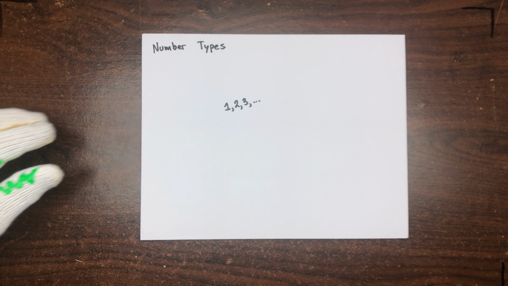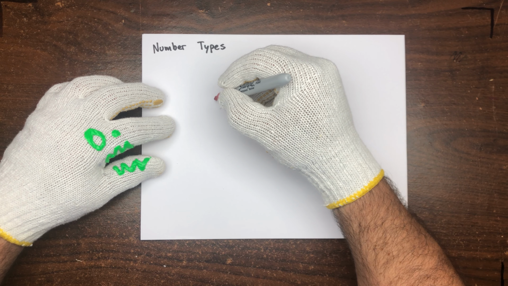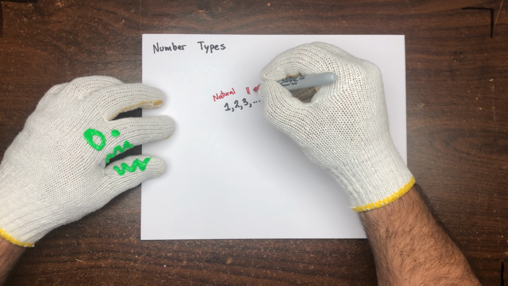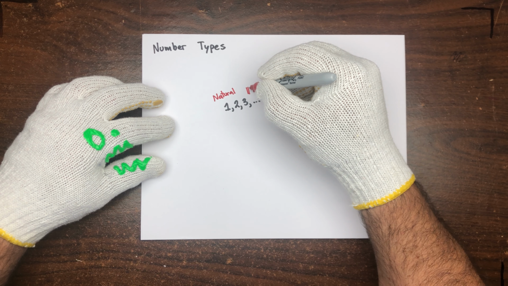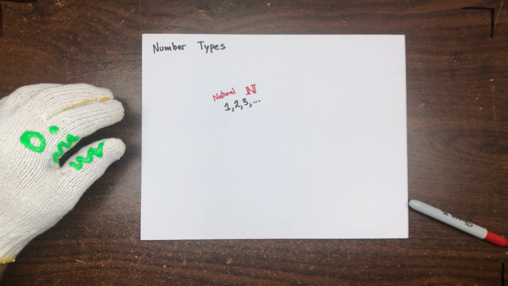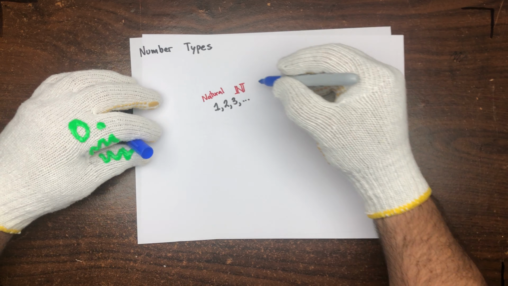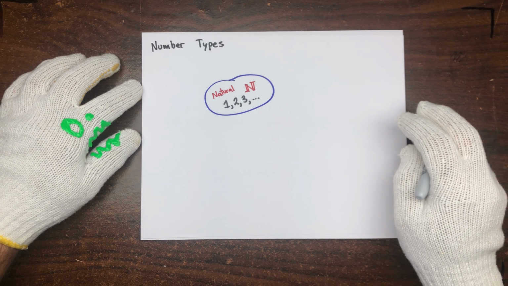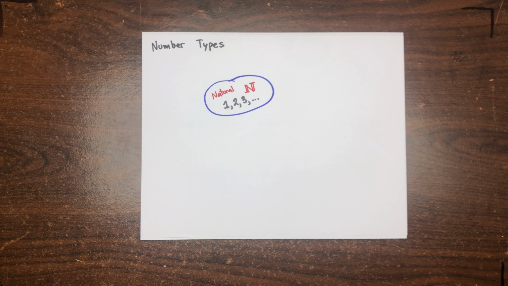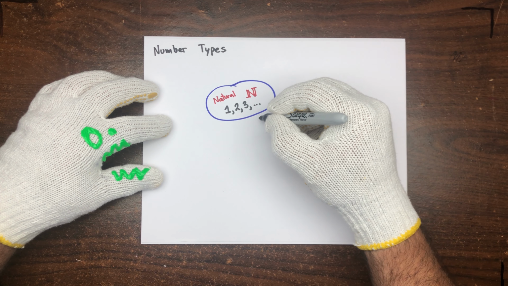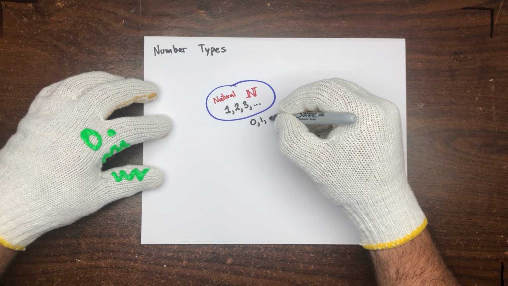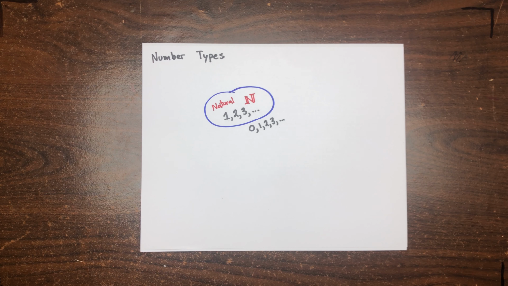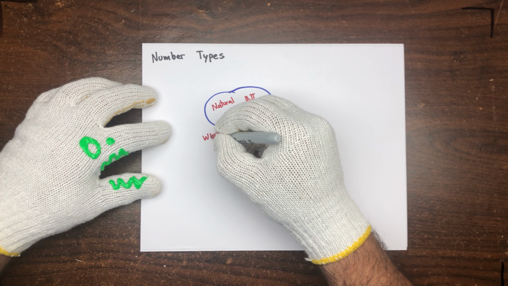And those are all called the natural numbers. Natural. And they have a funky symbol like this. Let's see if I can draw it. And those are the natural numbers. The next type, wait for it, is going to include 0, 1, 2, 3. Okay, not very exciting, but pretty exciting. And those are called the whole numbers.